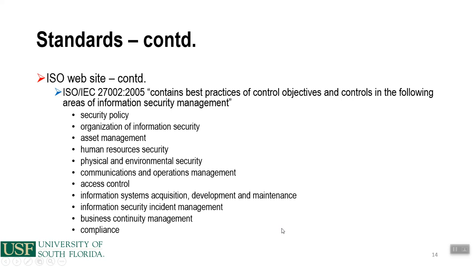And from the ISO website, the reading says it contains the best practices of control objectives and controls in the following areas of InfoSec management. This includes security policy, organization of InfoSec, asset management, human resources security, physical and environmental security, communications and operations management, access control, information systems acquisition, development, and maintenance, InfoSec incident management, business continuity management, and compliance.